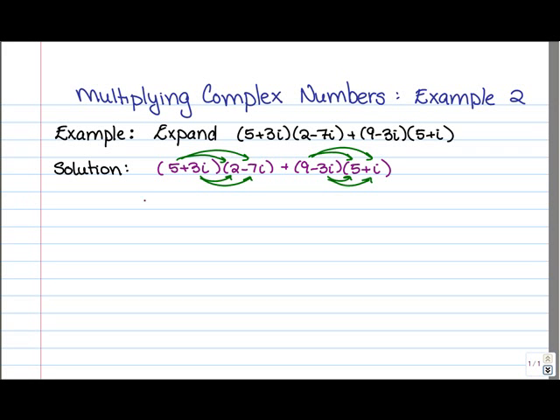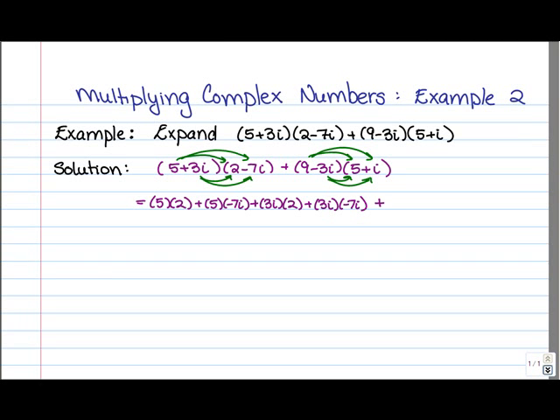So let's go ahead and do this expansion. Multiplying the first terms, we have 5 times 2. For the outer, we have 5 times -7i. For the inner, we have 3i times 2. And for the last, we have 3i times -7i. So that was the result of multiplying the first two numbers together.